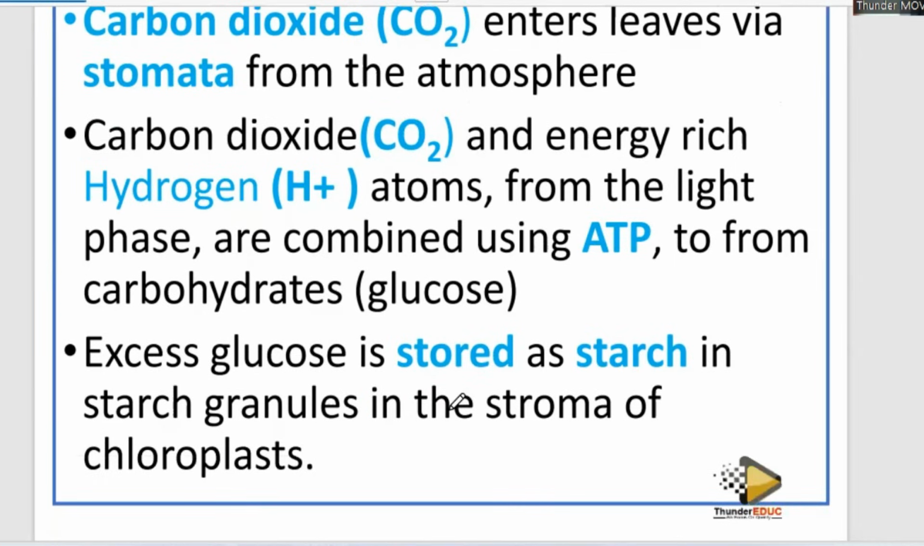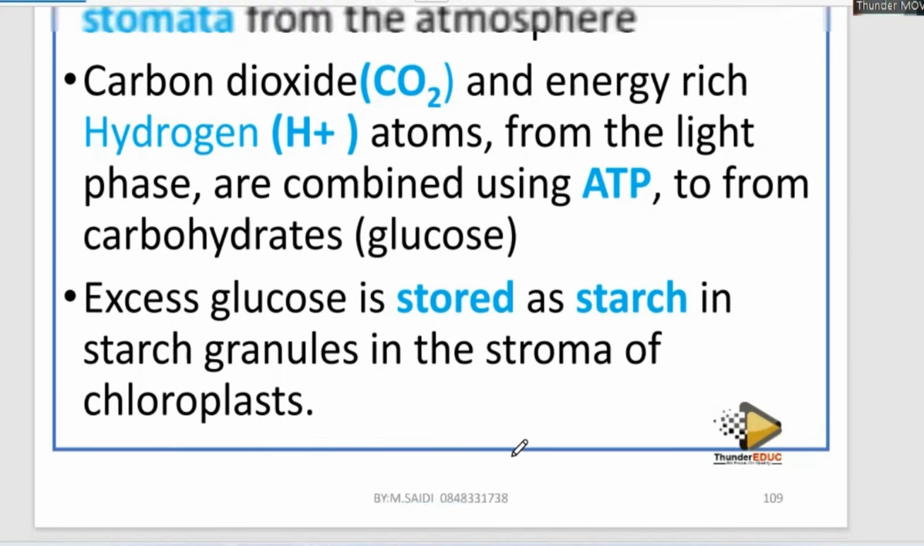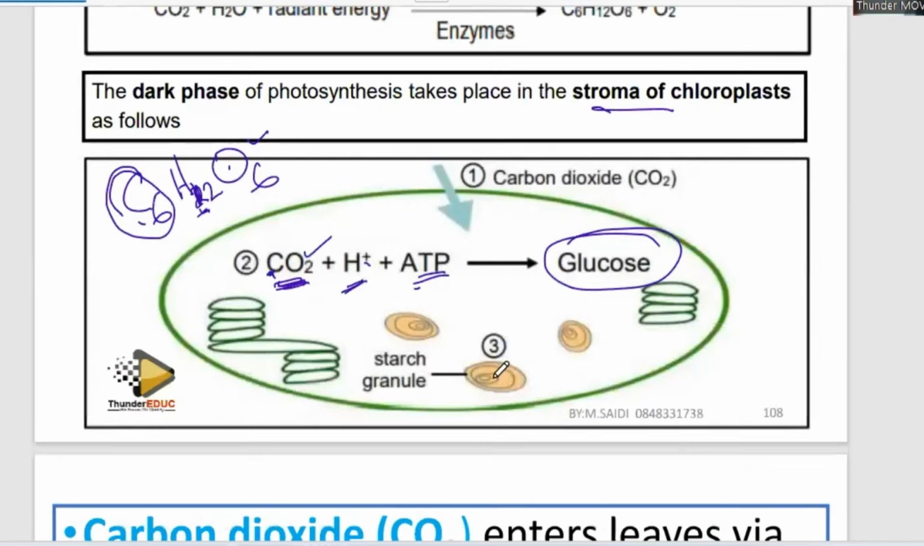The excess glucose is the glucose which is not going to be used. Remember, these plants require this glucose. This glucose is meant for them, not for us to eat. The excess glucose will be stored in the form of starch, in the stroma of the chloroplast. That's why, if you look at the structure of the chloroplast, you'll see the starch grains in there.